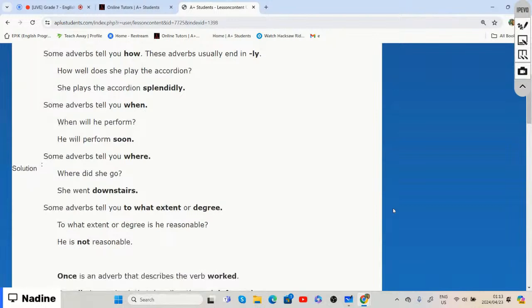Then we have adverbs that tell us when. It can be Saturday, it can even be soon, later, now, right? Those can be adverbs that tell us when. Adverbs that tell us where, right? Can be downstairs, upstairs, next door, next to, right? It doesn't have to be just you giving a specific place, right? And adverbs that tell us to what extent or to what degree, we can just say not, for example, is an answer. It's an adverb, right?